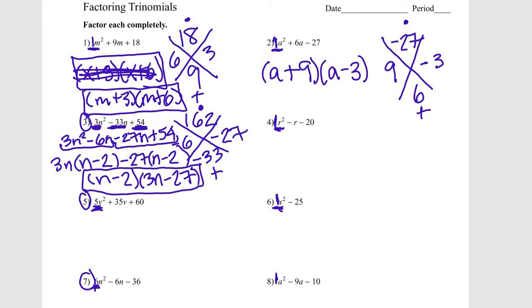I'll do number 5. So once again, you're going to multiply the first term times the last term, or the squared term times the constant term. 5 times 60, I think that's 300, but I'm going to pause and check. Okay, so I checked, it is 300. So that goes on top, and then the 35 goes on bottom. So I'm going to think of two numbers that multiply to 300 and add to 35. So they have to multiply to this and add to this.